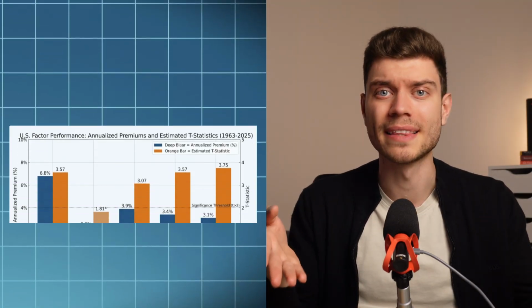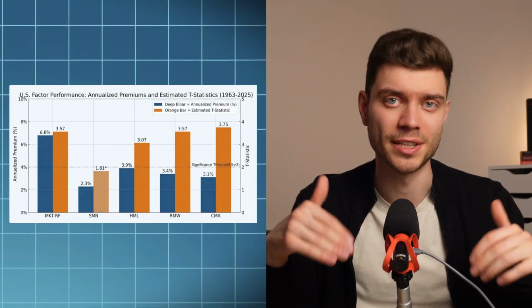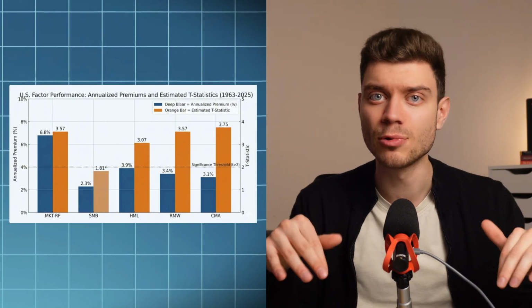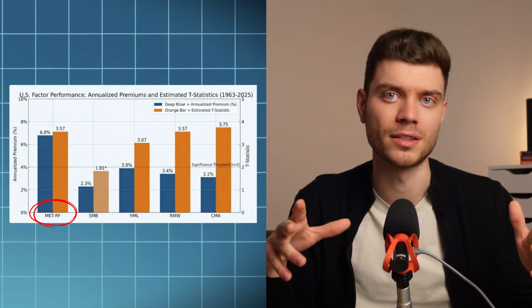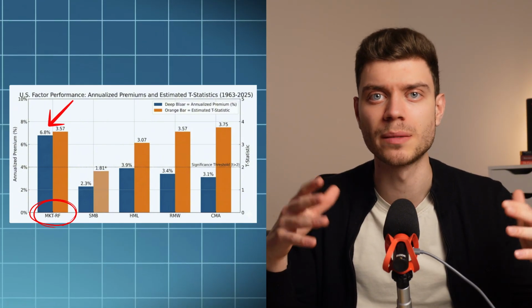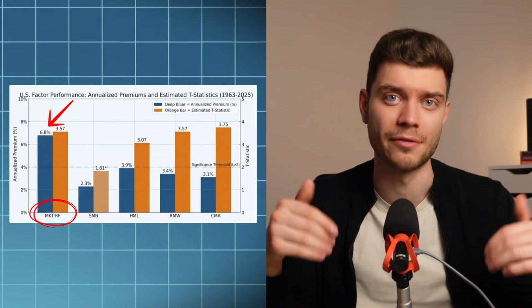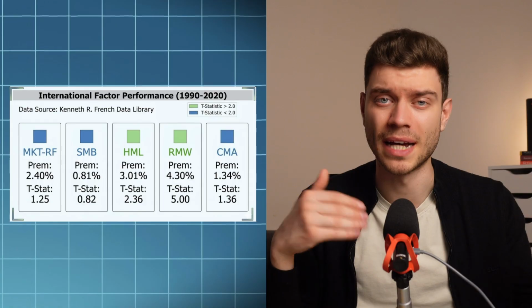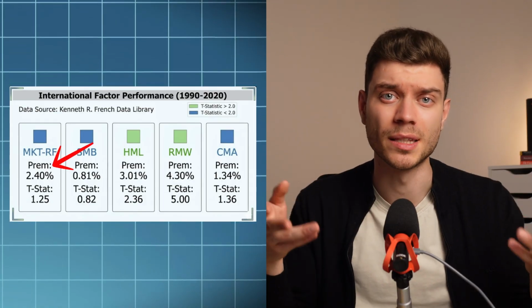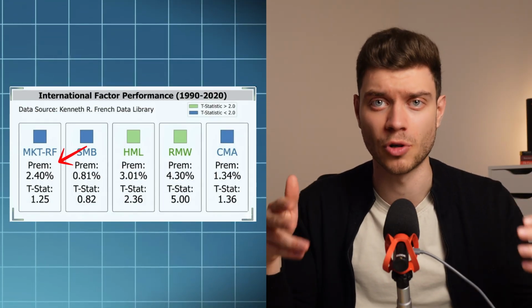From July 1963 through December 2025, in the US, it was examined that the market risk factor delivered a 6.28% premium per year on average over treasury bills. And for international markets from 1990 to 2020, the market premium has been 2.4%.